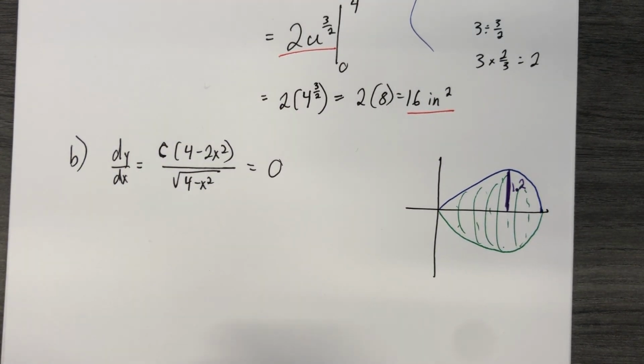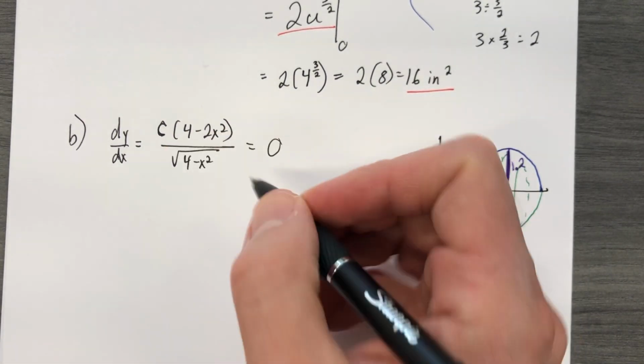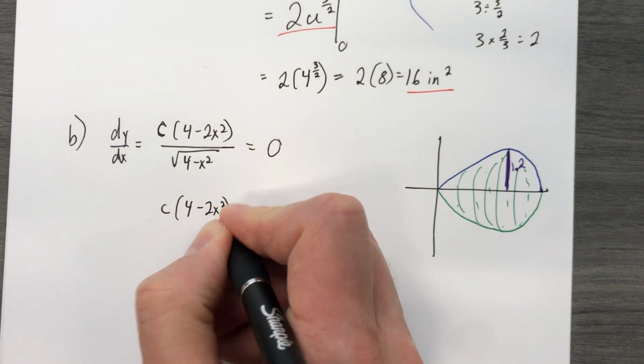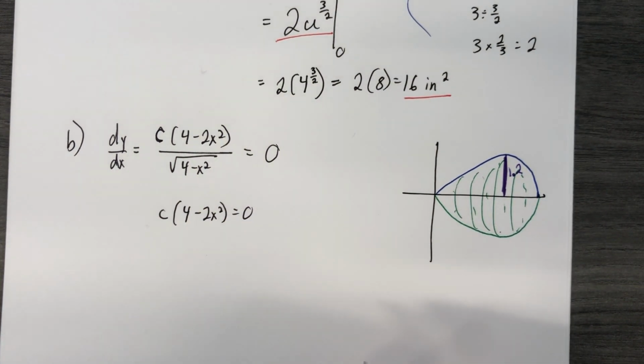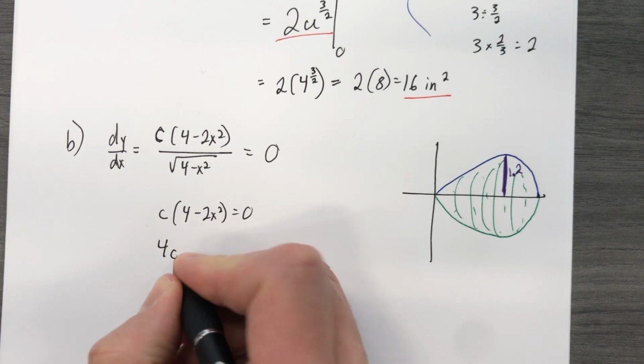So we're going to go ahead and take this idea, work with it a little bit here, and cross multiply this thing, and you're going to end up with C times (4 minus 2x squared) equals 0. And if you wanted to divide by C, you could, but when I worked it out myself, I distributed the C.